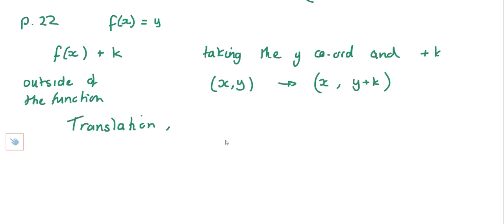Alright? What would the vector be? 0. Good. 0. Okay.